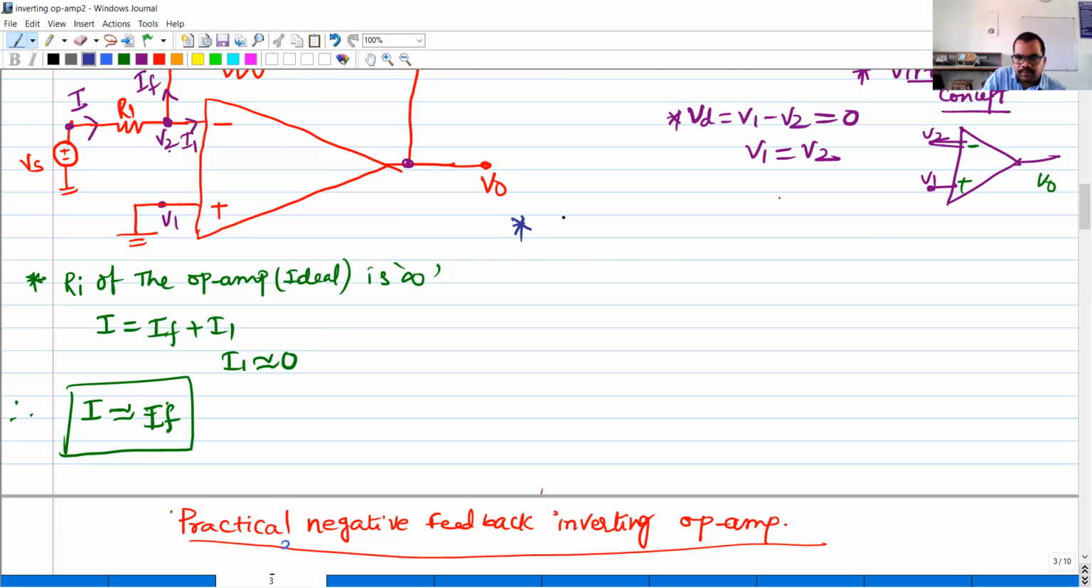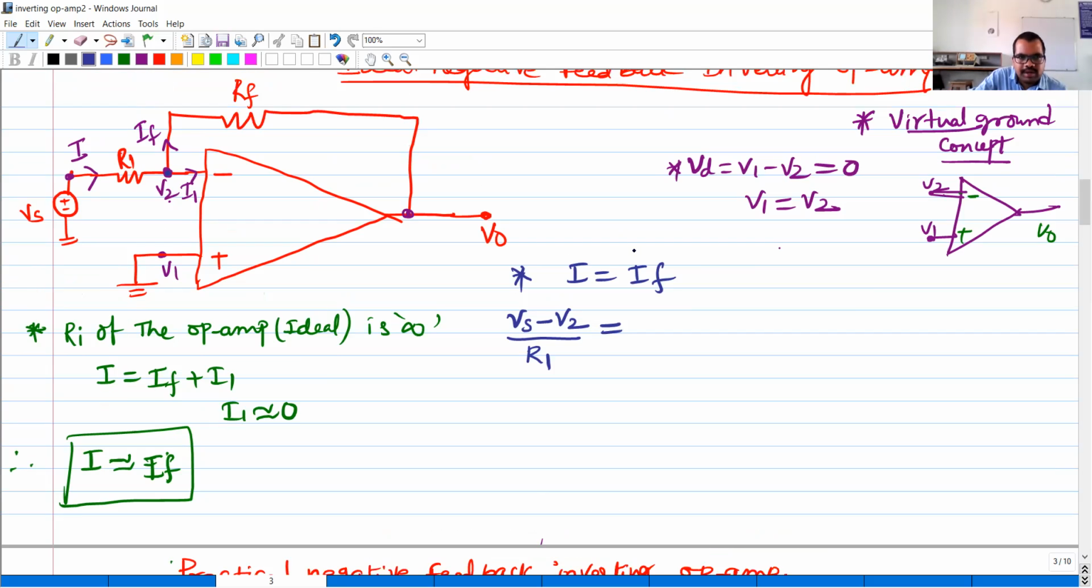So here we got I is equal to IF. What is I? What is the equation of I? Here the I is Vs minus V2, the voltage across R1, where at this point the voltage is V2. So V2 by resistance R1 is equal to IF. What is IF here? IF is equal to V2 minus V0 by resistance RF, right?